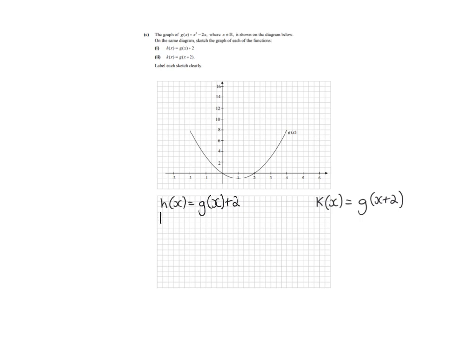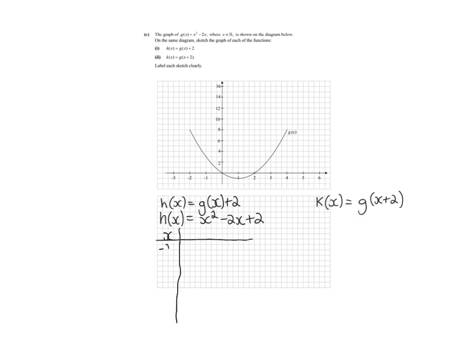Now, to get a figure of what h of x is, well, it's g of x, and we know that g of x is x squared minus 2x, and we're going to plus 2 onto it. So that's our function for h of x. Now, we need to draw this graph between minus 2 and 4.